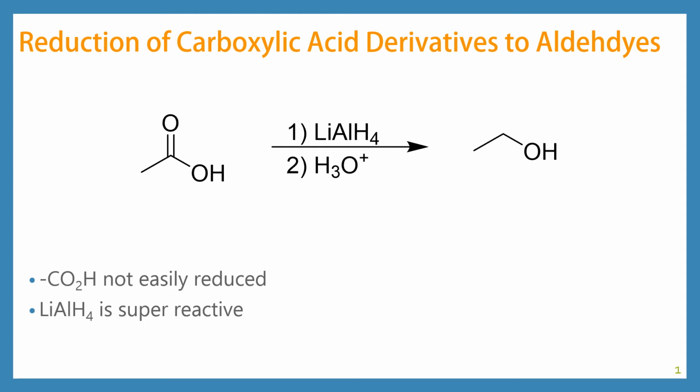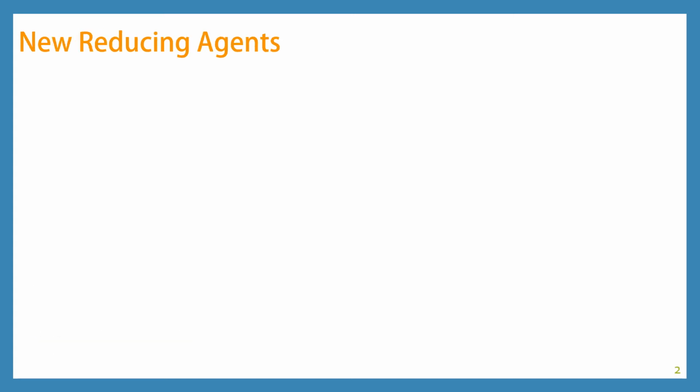Because of this, it's not going to be able to create an aldehyde, because what you're actually going to see is that you do create an aldehyde, but then it gets further reduced to an alcohol when using lithium aluminum hydride. So if we want to go from carboxylic acid to aldehyde, we need to use something a little less reactive. So this brings us to some new reducing agents.